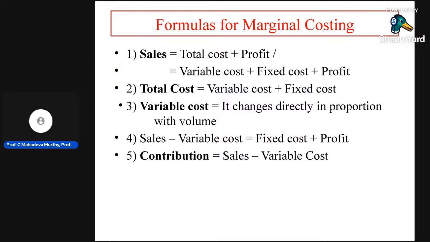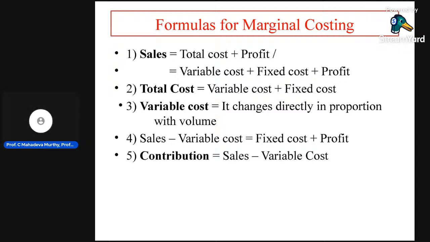Sales means sales includes total cost. Total cost means variable cost and fixed cost. Total cost is nothing but variable cost and fixed cost. Variable cost is nothing but marginal cost, then fixed cost, then plus profit. We call it sales. I hope you understand that.